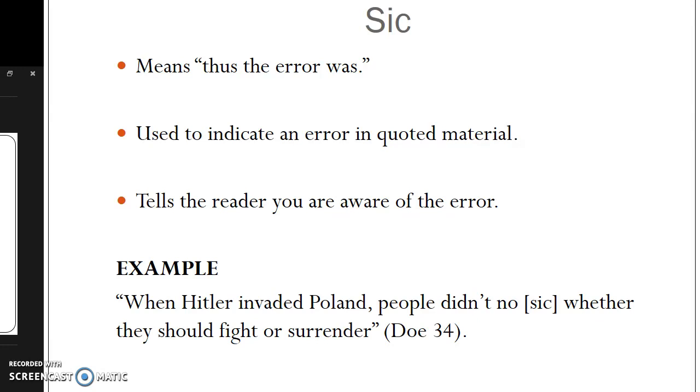So let's look at the example that I've given. "When Hitler invaded Poland, people didn't know [sic] whether they should fight or surrender." So I'm pretending that this is the original quote and that there was a spelling error of N-O rather than K-N-O-W. And I've put in "sic" to let the reader know that I'm aware of that spelling error that existed in the original quote.